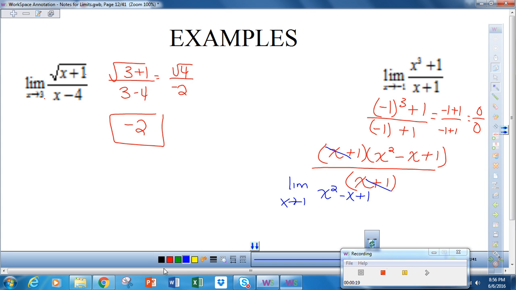At this point, we're going to come in and try to do a direct substitution again. So this will give me negative 1 squared minus negative 1 plus 1, which is 1 plus 1 plus 1. So my answer is 3. Okay? So we had to use another method, in this case factoring, but then after we factored, we had to go back and do a direct substitution. Now you may remember from pre-calc that this is going to produce what we call a hole.